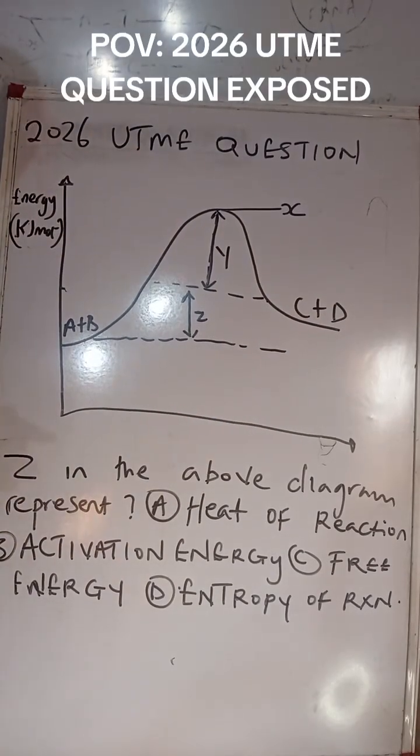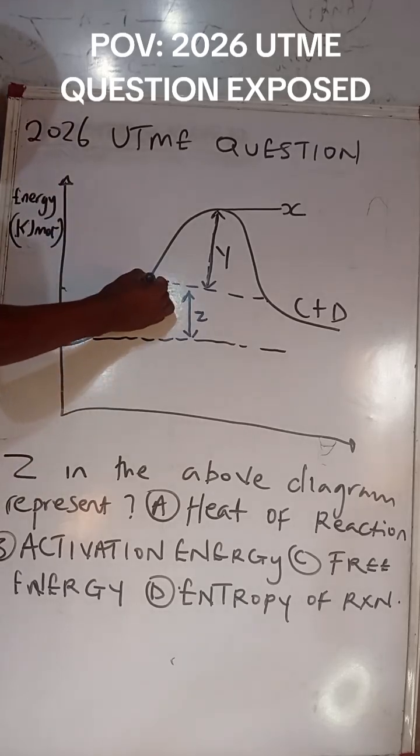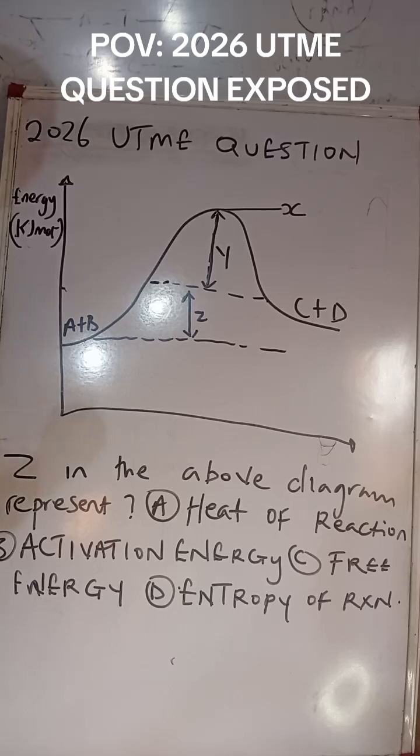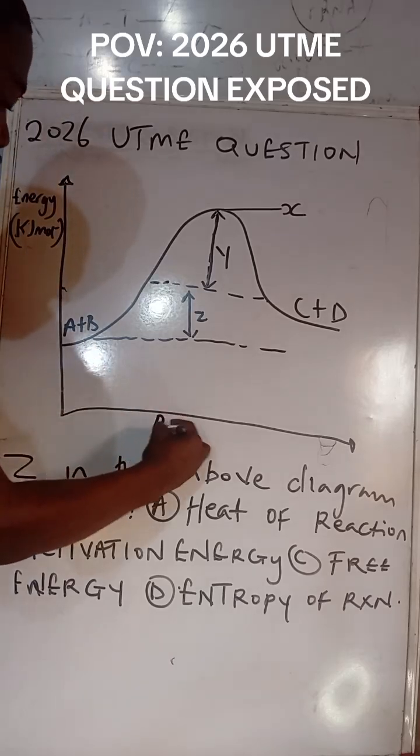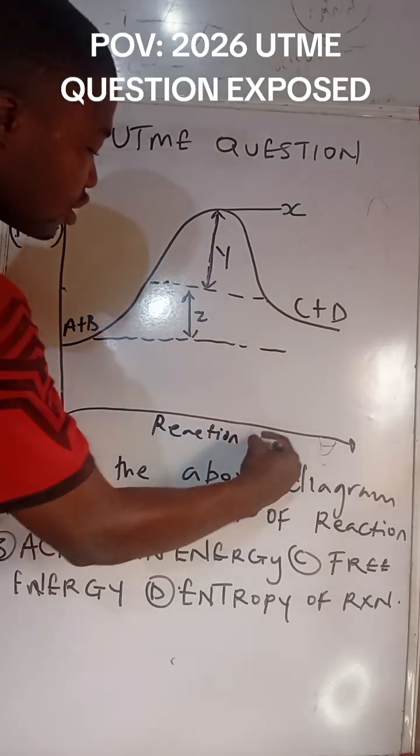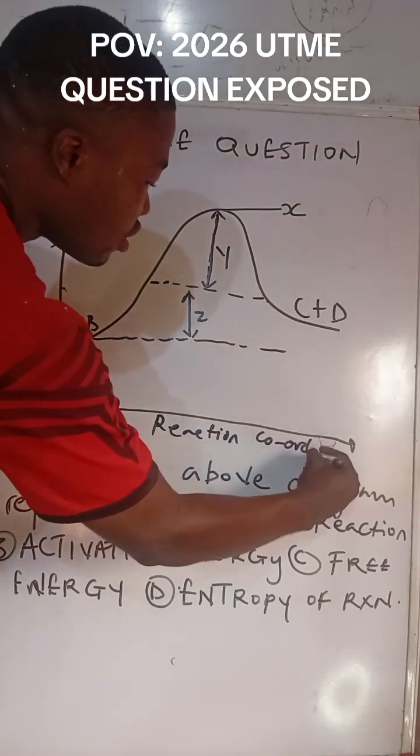All right, guys. I have a quick 2026 JAMB examination question. This is a likely question this year in the UTME exercise, and it's a very simple question about the energy profile diagram of a reaction. It's a reaction coordinate.